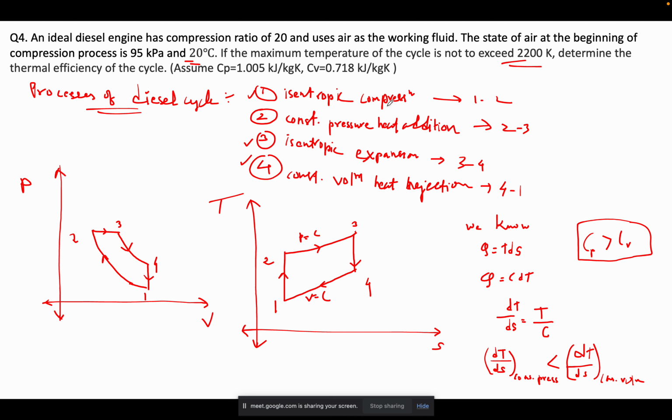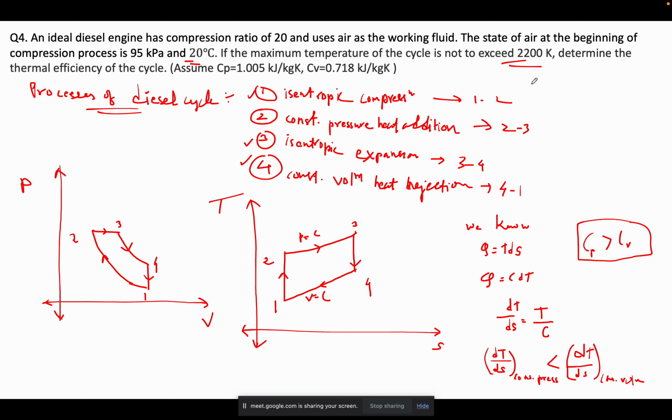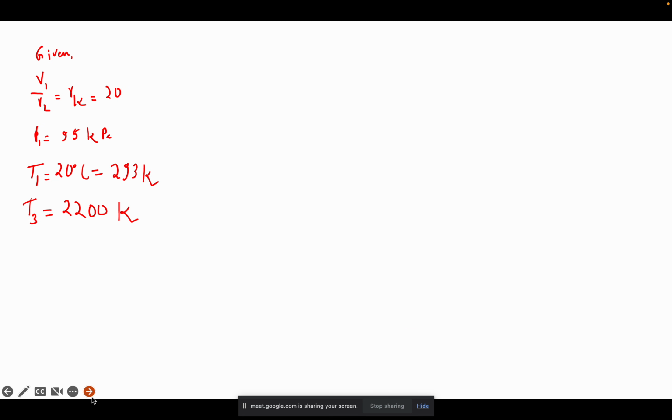Then the maximum temperature. What is the maximum temperature in this? That is T3. So the maximum temperature should not exceed 2200 Kelvin. That means T3, that is T max, is nothing but 2200 Kelvin. Now we have to determine the thermal efficiency of the cycle. In order to determine the thermal efficiency, you have to know the temperature at each and every point. So you know T1 and you know T3, and from those you have to calculate T2 and T4.